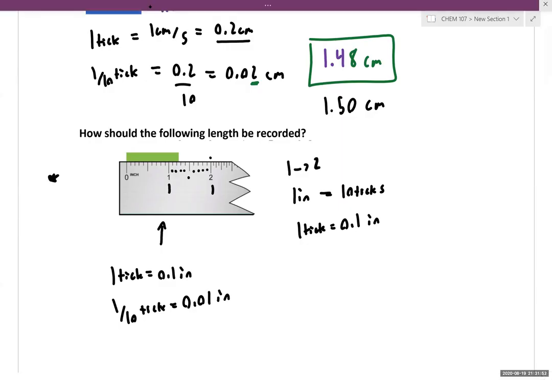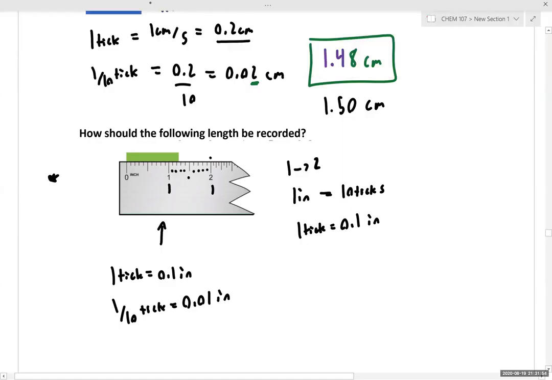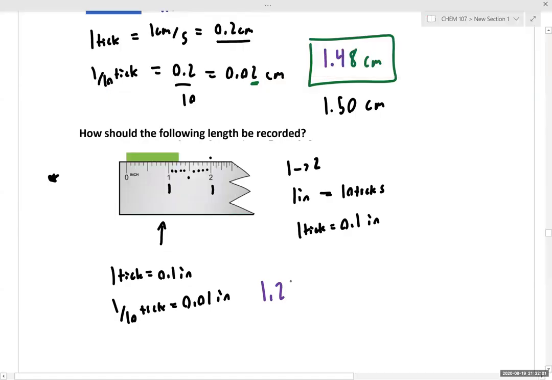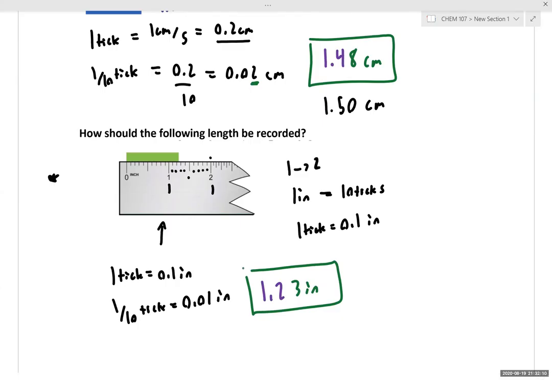So now we write down our certain digits. So we have 1.2 as our certain digit, and then we can estimate into the hundredths place. So 1.23 inches would be perfectly reasonable. Again, you always want to calculate from scratch the value of a tick. Does that make sense to everyone? Is everyone comfortable with this idea?